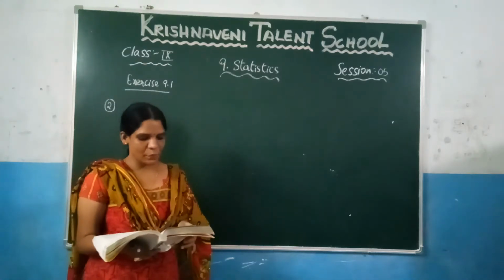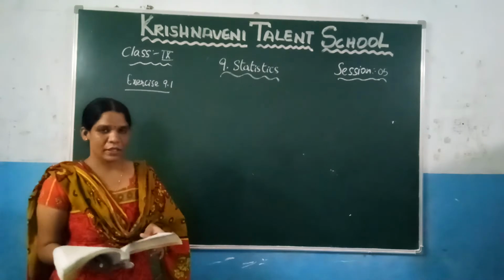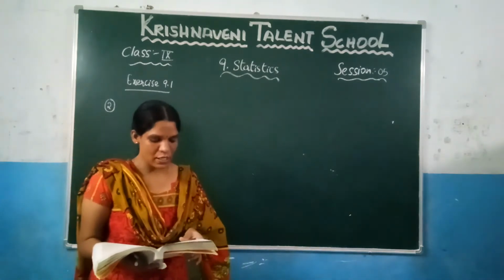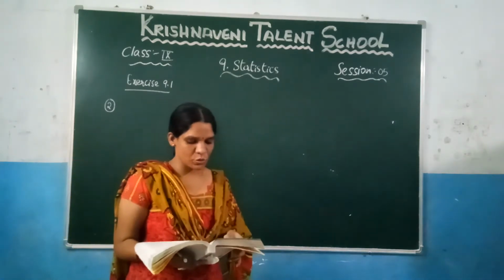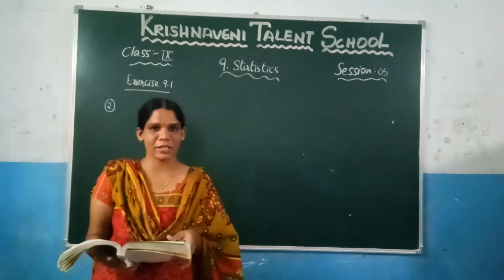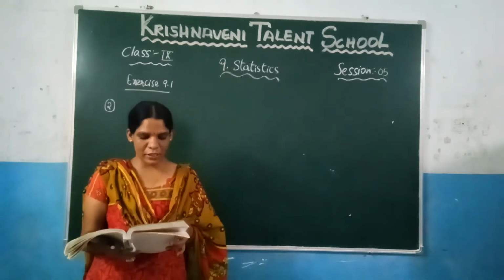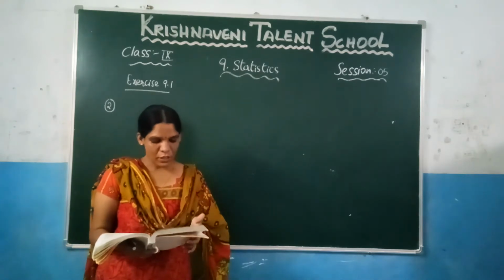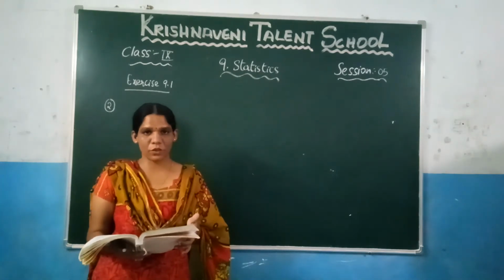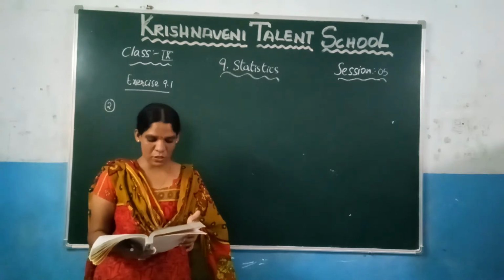Let us see exercise 9.1, second question. What is the second question given here? The blood groups of 36 students of 9th class are recorded as follows. Here the blood groups of 36 students are recorded as down. Now based on this data you need to form the frequency distribution table.